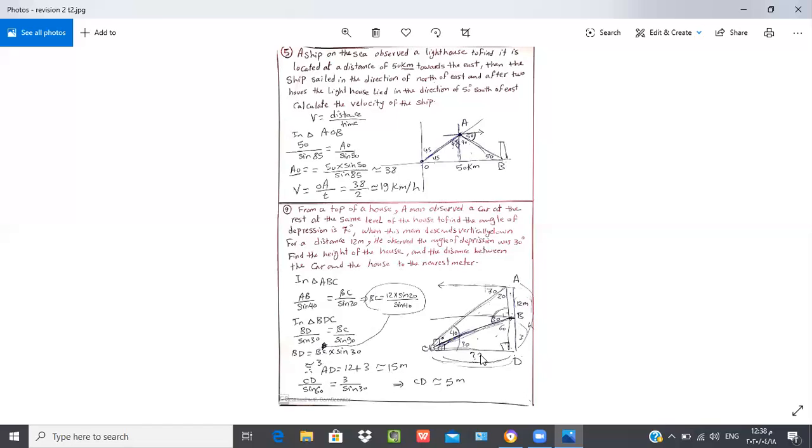He needs this part again. In this triangle, the angles are 60, 30, and 90. So CD over sine 60 equals 3 over sine 30. Cross multiplication, so CD equals 5 meters. Is it clear? Okay, go to another part.